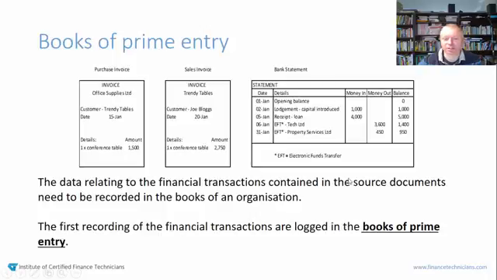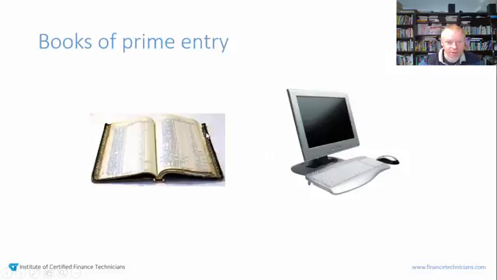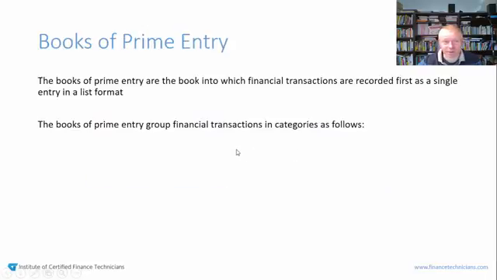The data relating to the financial transactions contained in these source documents needs to be recorded in the books of an organization. The first recorded financial transactions are logged in the books of prime entry. So we take the data that's contained in these and create lists in relation to them. To give you an example of the books of prime entry, we could look at this particular thing here. The reason they're called books is that originally they were in ledger type books, which were manually written with ink or even pencil back in the day. Now they're all contained on computer and software, but the exact same process is conducted between this one and this one. That's all you need to know.